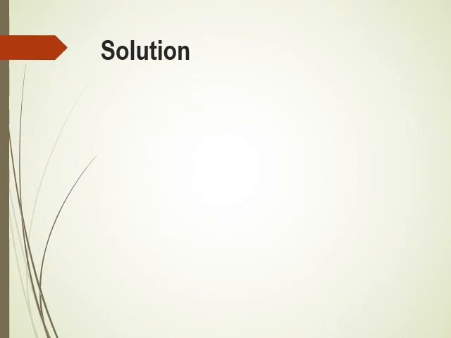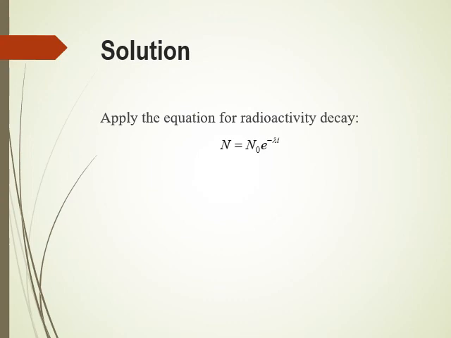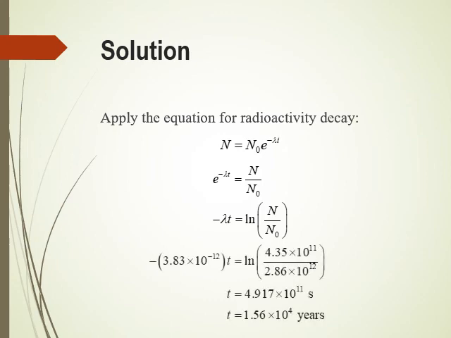Of course, if you don't want to use N final, you can also use the same method to determine the initial activity. But since I've already calculated N final, I'm going to stick to N in my remaining solution. So now let's apply the equation for radioactive decay. N equals N naught exponential negative lambda t. Rearrange the equation. Exponential negative lambda t is equal to N over N naught. And I'm going to rearrange it one more time. So I have negative lambda t equals ln N over N naught. So substitute the values into the equation.